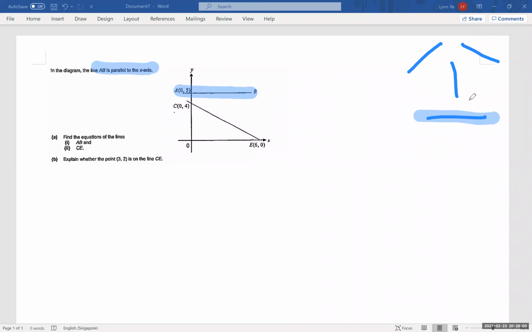That means that they're talking about, for this, we know by now the format is y equal to something format. So that means that we have to look at the y value. If you look at the y value, it's actually cutting at 5. So hence, we can find the equation of AB. So the equation of AB, we know that it's just very simple, y equal to 5. I don't even need to do any calculation.